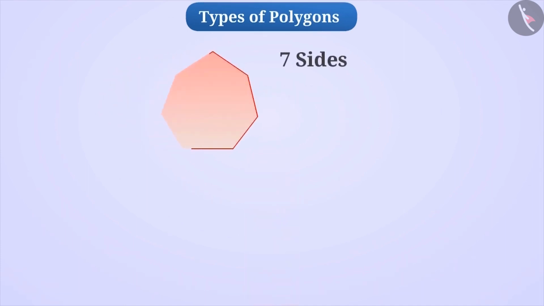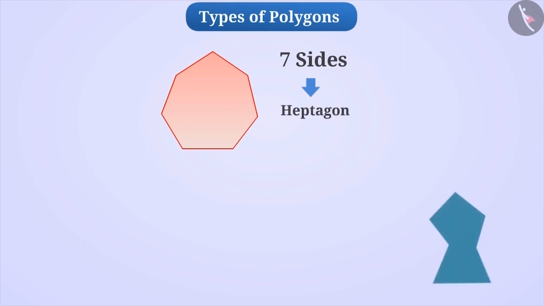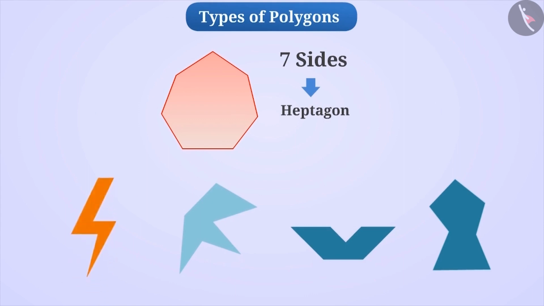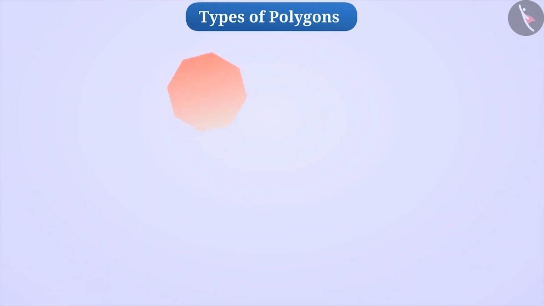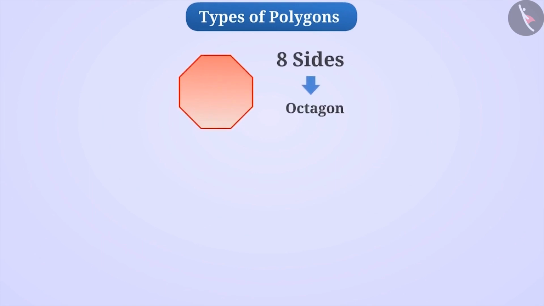A polygon with 7 sides is called a heptagon. Here are some examples of a heptagon. If we talk about a polygon with 8 sides, then we call it an octagon.